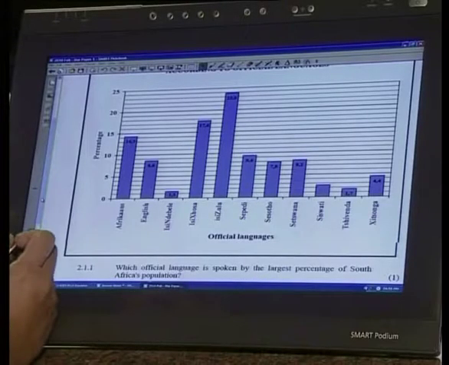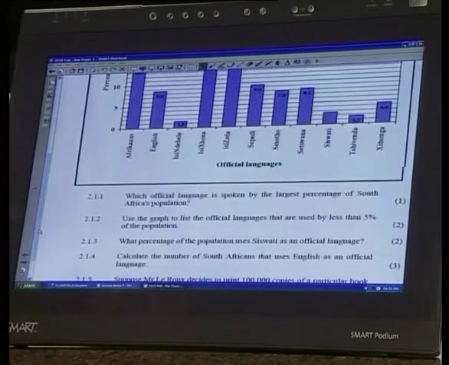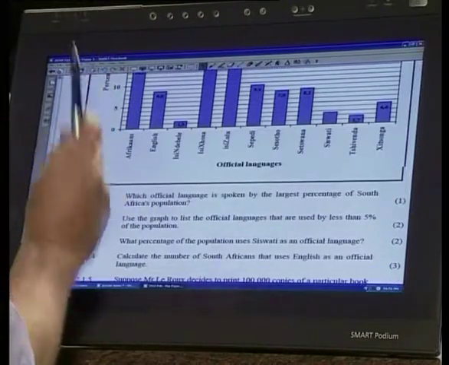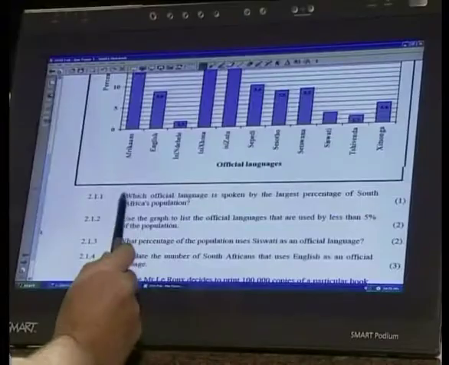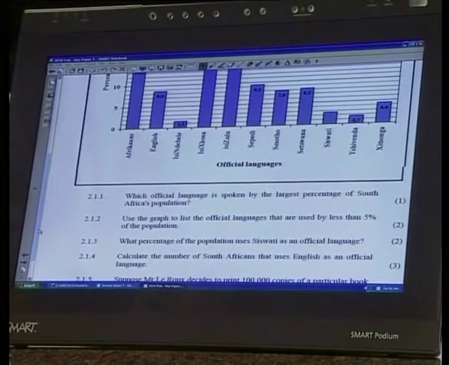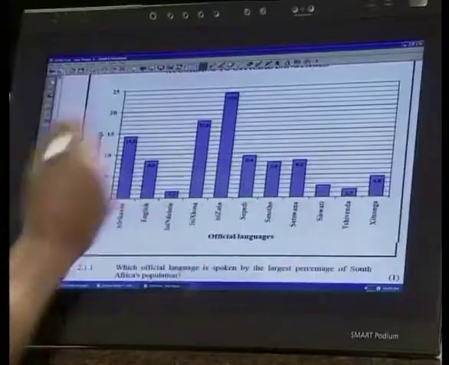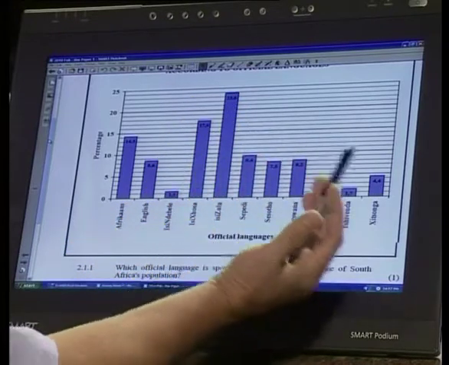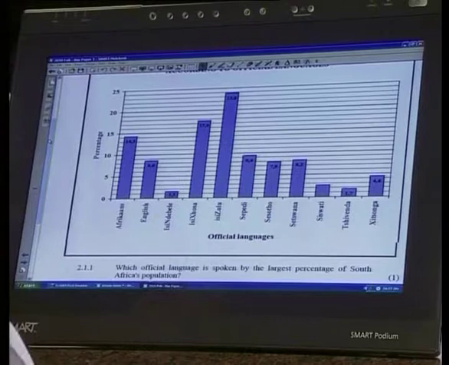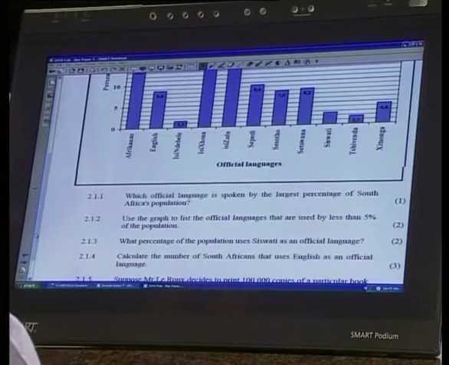Let's have a look here at question 2.11. 2.11 says this: which official language is spoken by the largest percentage of South Africa's population? Now, this question is only worth 1 mark. No trick, nothing to worry about, nothing to panic about. In fact, a wonderful question to boost our confidence. Let's look at the graph. Which graph is the highest? Here it is. Nothing hard, nothing difficult. isiZulu, 23.8%. Full marks, 1 out of 1. We're already on 100% and we've just got started.